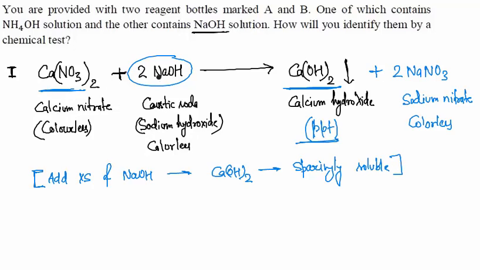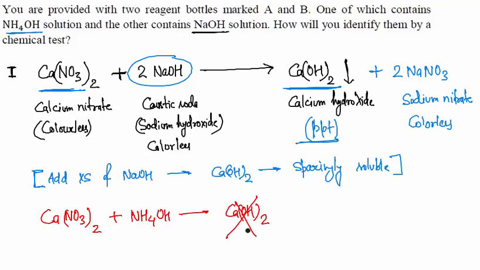The reaction of calcium nitrate with NH4OH, and look at what happens. When you react this Ca(NO3)2 with NH4OH, the precipitation of Ca(OH)2 will not take place. With NaOH a precipitate forms, and the color of the precipitate is white. But here there is no formation of white precipitate.